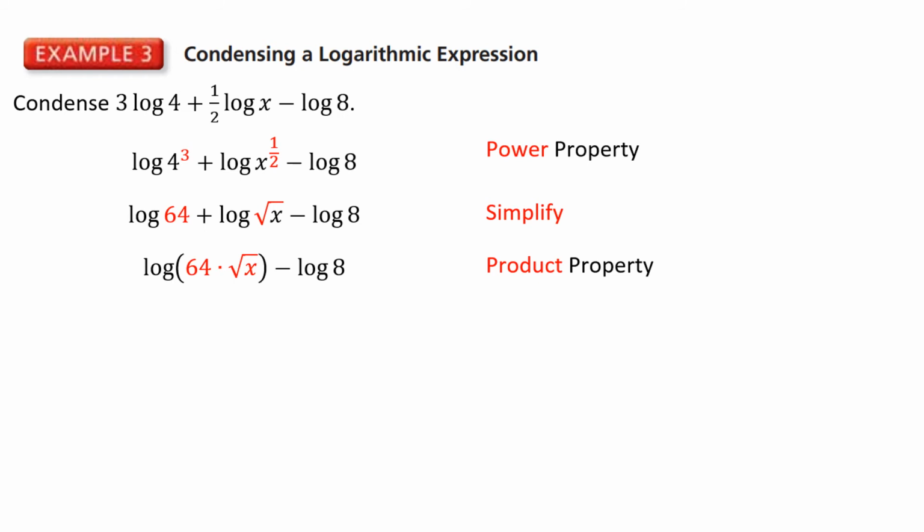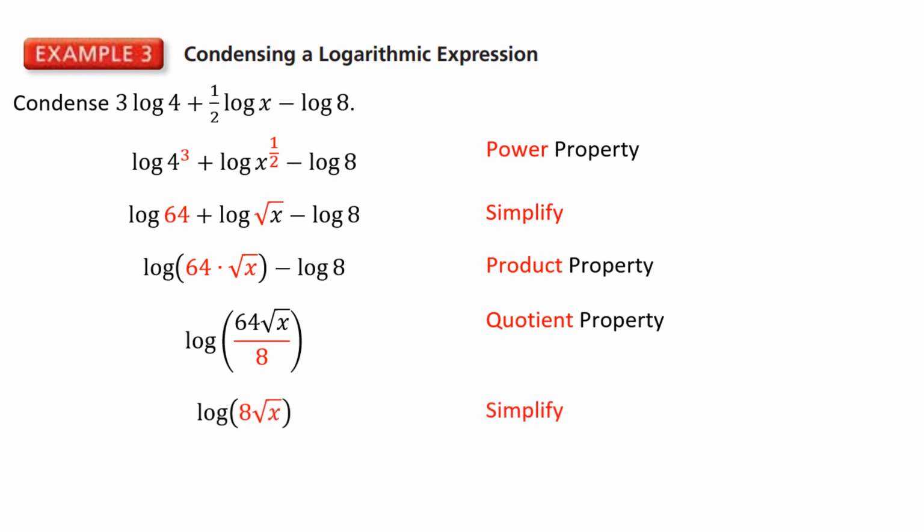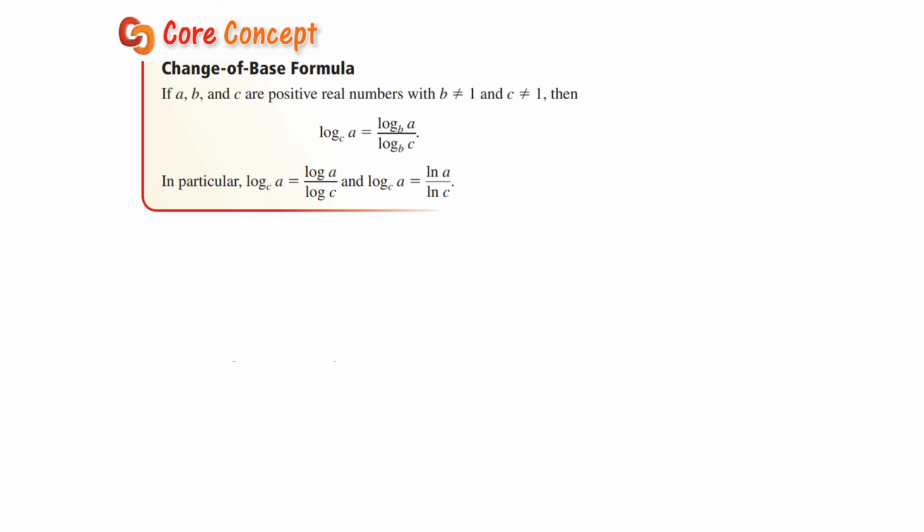The first two expressions are separated by addition. We can merge them through the product property, making it a single log of 64 and the square root of x. We can also take that minus the log of 8 and bring that into the quotient of the log of the numerator 64 times the square root of x, all divided by 8. And we can even simplify that. 64 over 8 just simplifies down to 8.